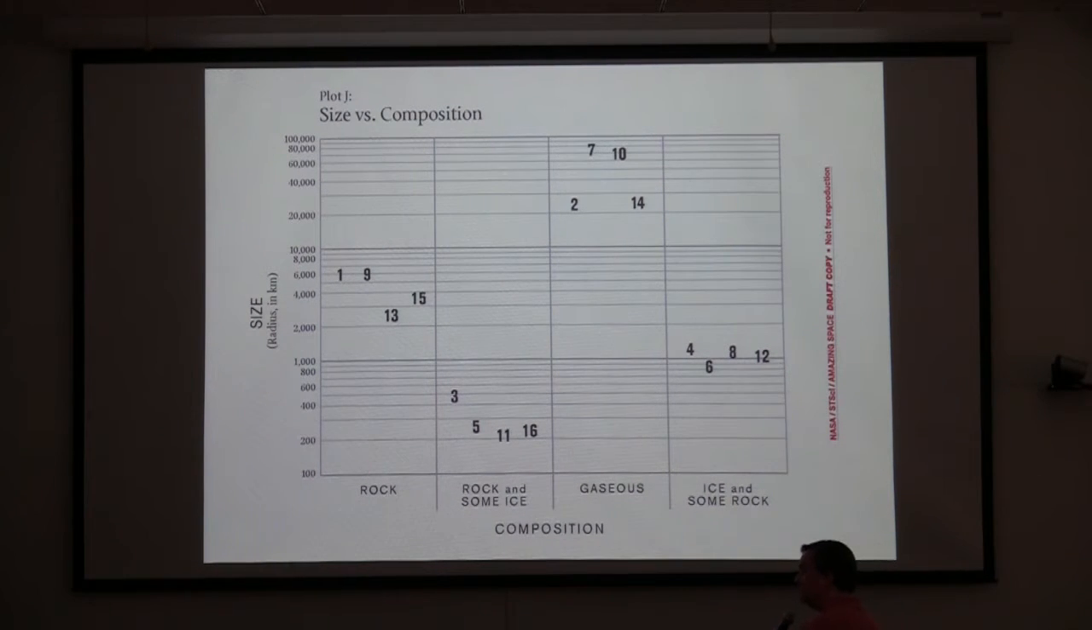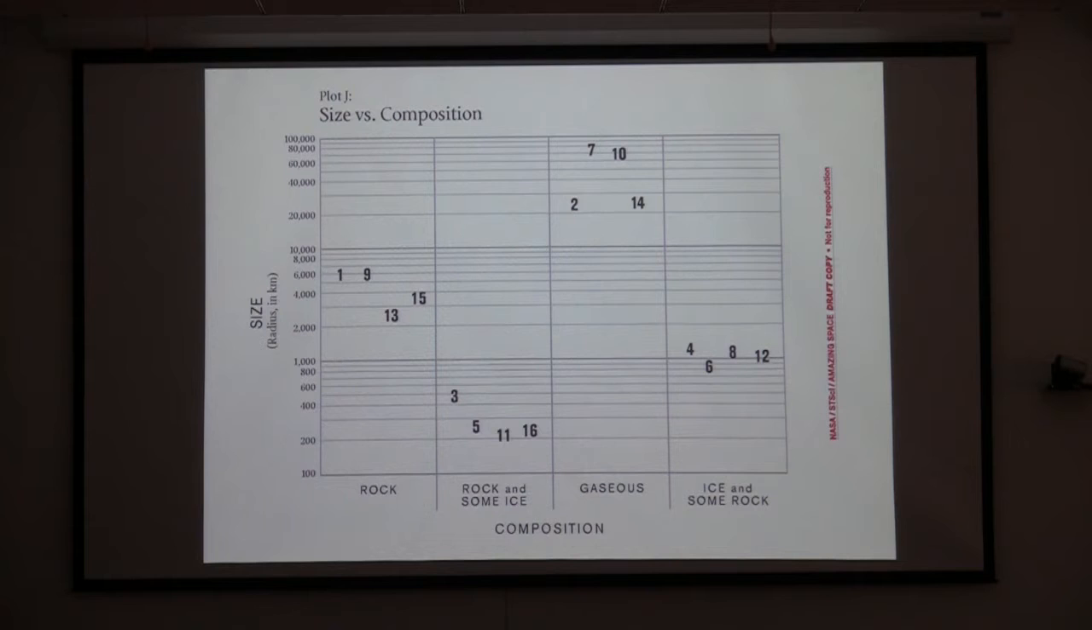Okay. Now, what else should we say? How about you in the pink here? Okay. The rock and some ice objects have the smallest sizes. Okay. How about a really basic thing that jumps out at you right from the first look at it? There seems to be groups in size and composition. Okay? So that if you have a certain composition, you have a certain size.